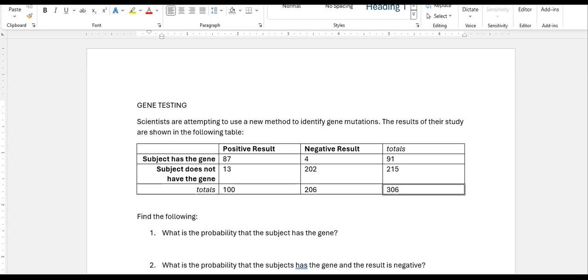Okay, hi everybody. In this video, we are going to calculate some probabilities, specifically when you're given a table worth of data, like this one here. So if you got a problem that looks like this, this should hopefully be the right video for you.